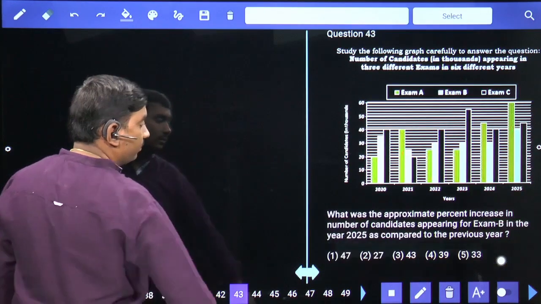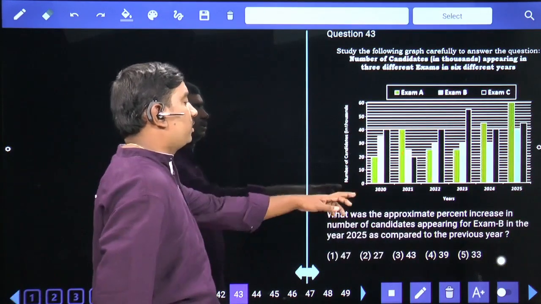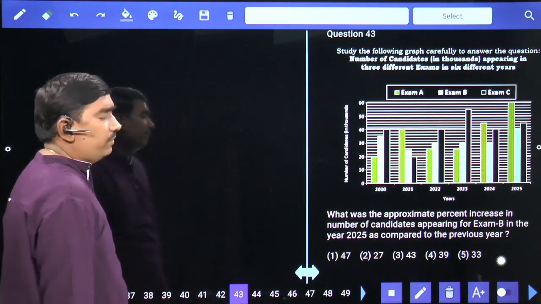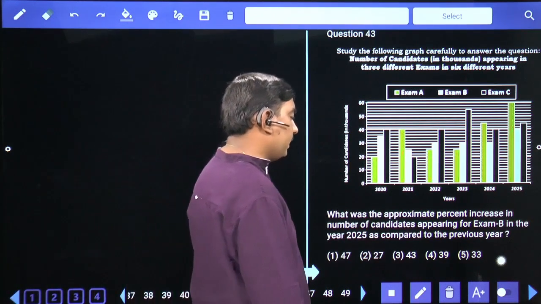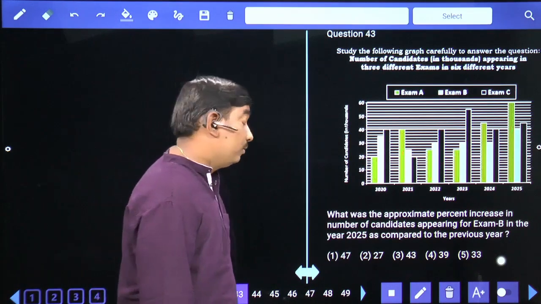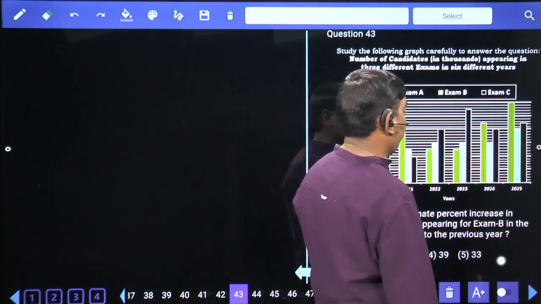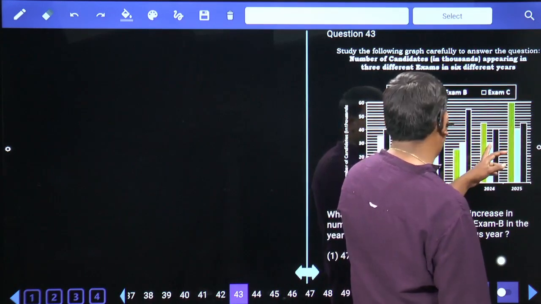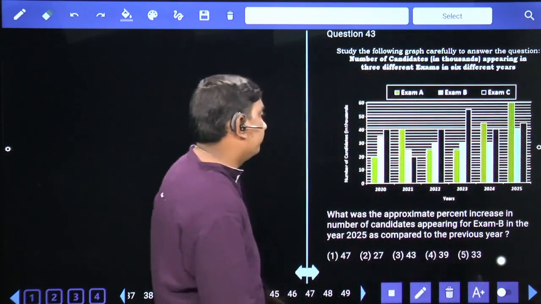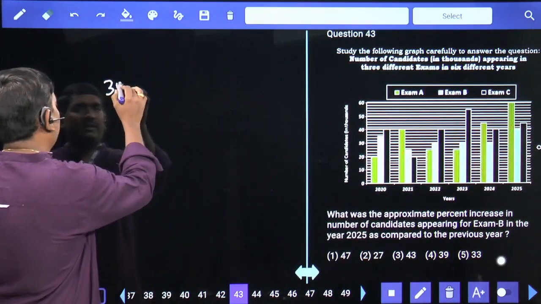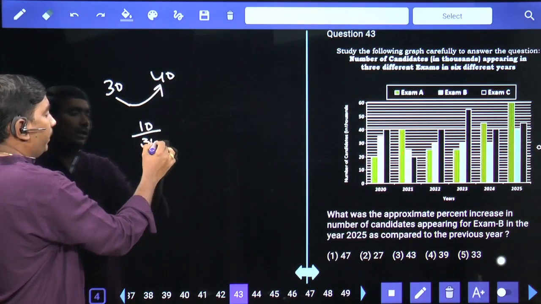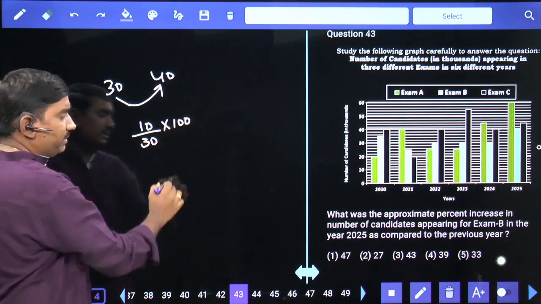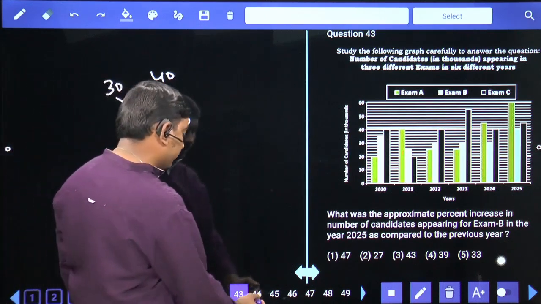Next question. What was the approximate percentage increase in the number of candidates appearing for exam B in 2025 as compared to the previous year? 2025, the previous year is 2024. Exam B in 24 is 30. In 25 it is 40. 30 became 40. How much percentage increase? Difference by less value. 1/3 means 33 1/3%. Approximately 33%.